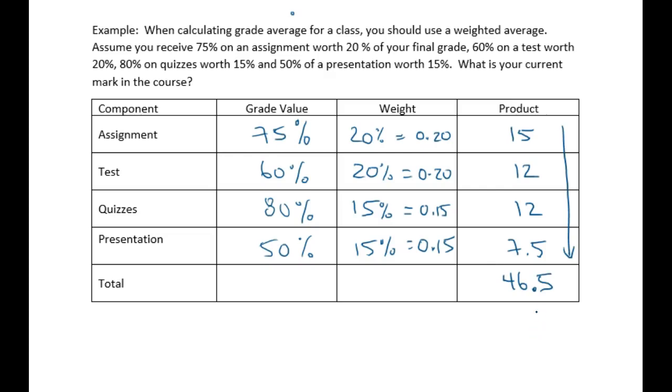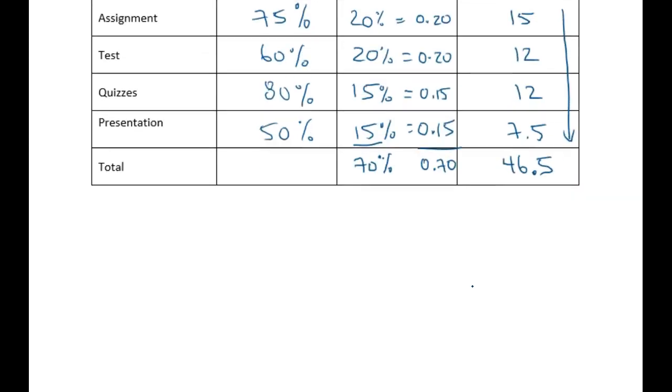And that's out of what? You have a couple options. You can either add up your percentages to get 70%, or you can add up your decimals to get 0.70. Whichever way you do it, you can do it either way. Notice that one would give you a percentage that you have to multiply by 100, whereas this one will actually just give you your value for your grade.